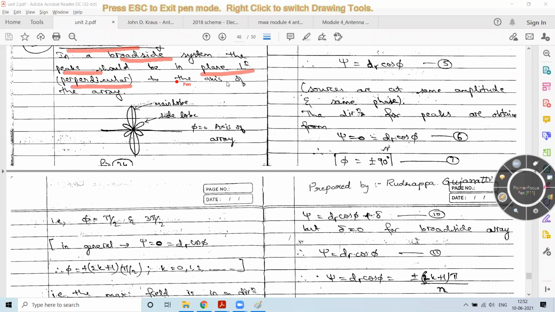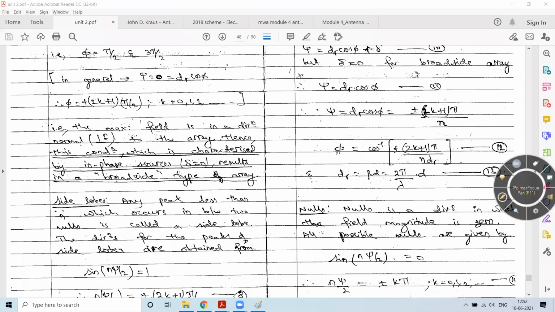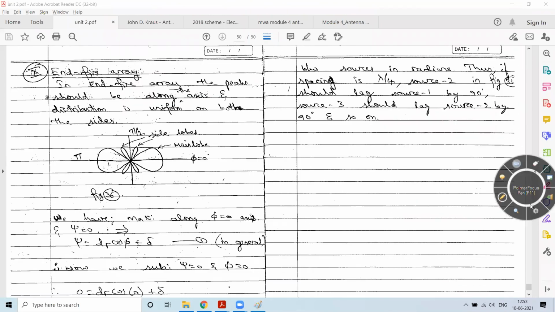So here we can observe that for the broadside array, the peak is present in the perpendicular plane with respect to the axis of the overall array. I had all the array elements placed at a distance along phi equal to 0. Here I can see that there is a peak at 90 degrees, which is perpendicular to this axis. But in the endfire array system, we have the peaks along the axis of the isotropic point sources, which are placed along phi equal to 0. So along this direction, I am having a peak, along phi equal to 0 degrees and phi equal to 180 degrees. Such kind of arrangement we term as endfire array.